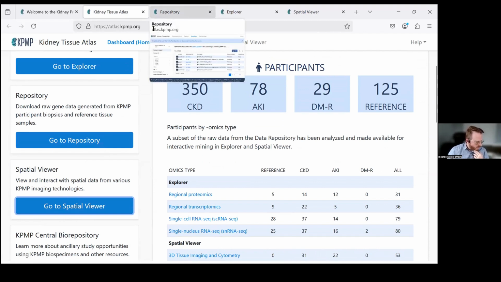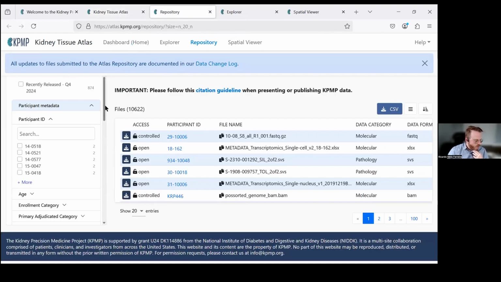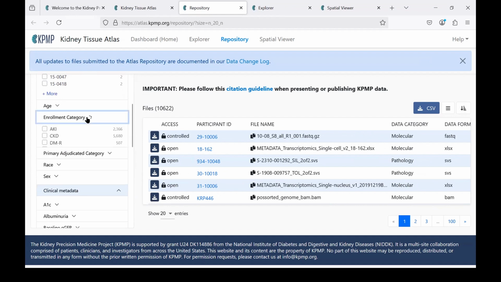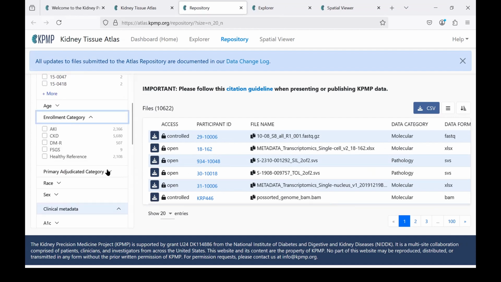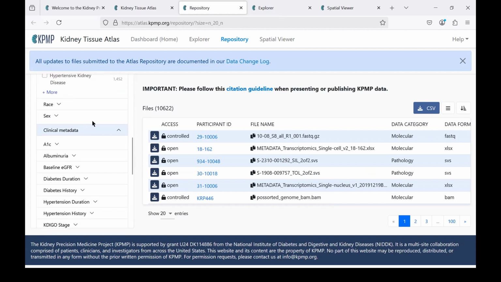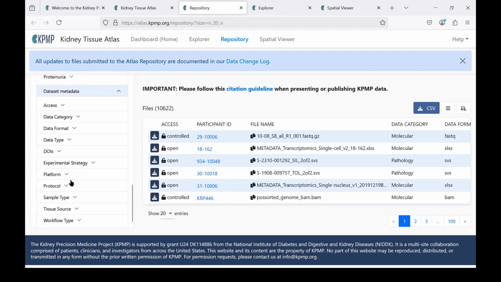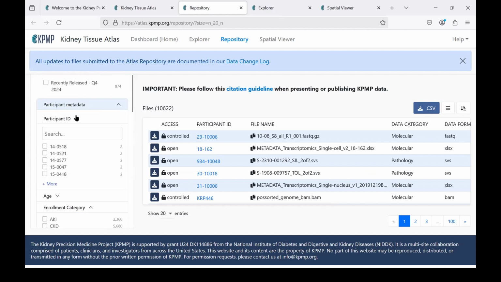So the repository, it's the first one that I want to show, is where you can essentially download all the data that's developed on KPMP. It's all available. Dr. Just spoke before about making the data FAIR, right? So that's the goal of this portion. Everything is available. You can search by participant. You can have age, enrollment, category. So the enrollment diagnostics, the adjudicated diagnostics, adjudicated by pathology, etc. There's clinical metadata, and you can also go on top.